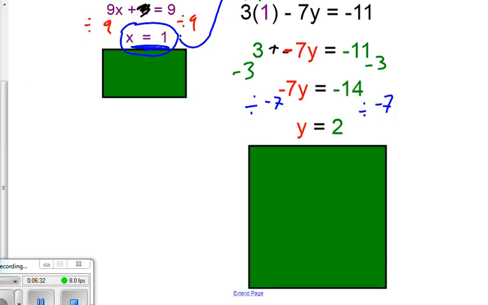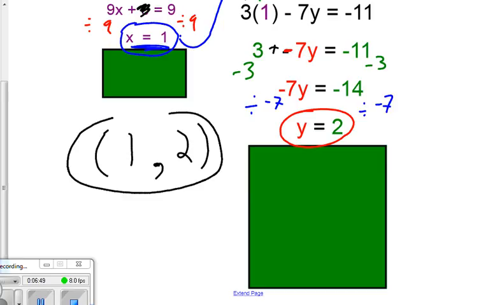Negative 14 divided by negative 7, well, 2 negatives dividing would make a positive, so we would have y equals 2. So in the end, our solution for this system is the point where x is 1 and y is 2. So this is our solution. If we were going to graph out those two equations, this is where they would intersect. This is the only spot where x is 1 and y is 2. That's the only spot where both of those equations have the same x and the same y values.